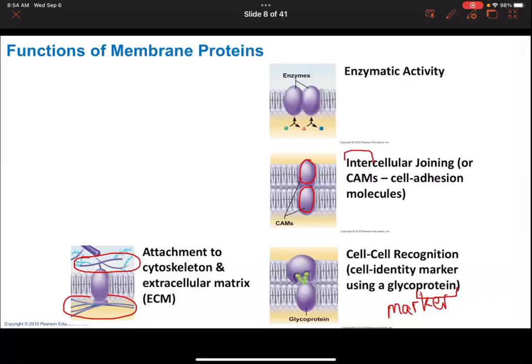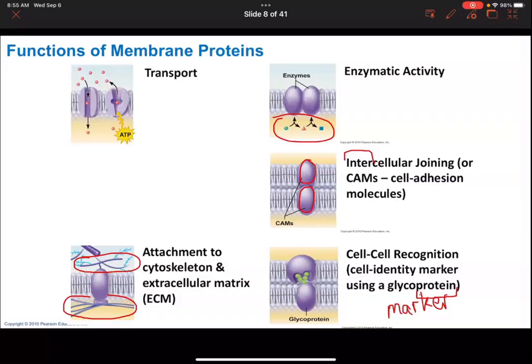Another function of certain proteins in the plasma membrane, some actually are involved in enzymatic activity. If you remember from chapter 2, when we talked about the function of enzymes, they essentially speed up reactions. And so enzymes in the cell membrane can help increase the reaction rate of molecules within the cell.